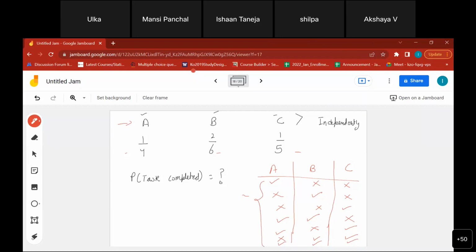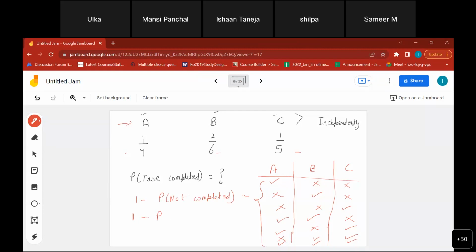1 minus no one completes the task. The better way, instead of computing probability for 7 cases, is 1 minus the probability of the task not being completed, right? It means none of them did it, right? So how would you compute the probability that the task is not completed?